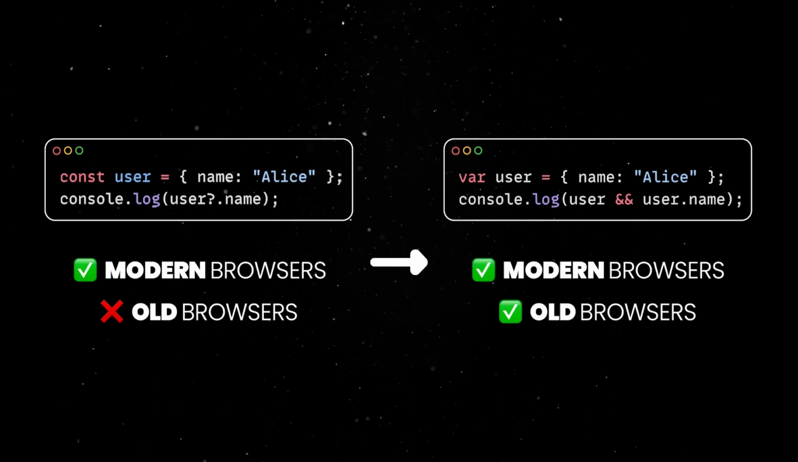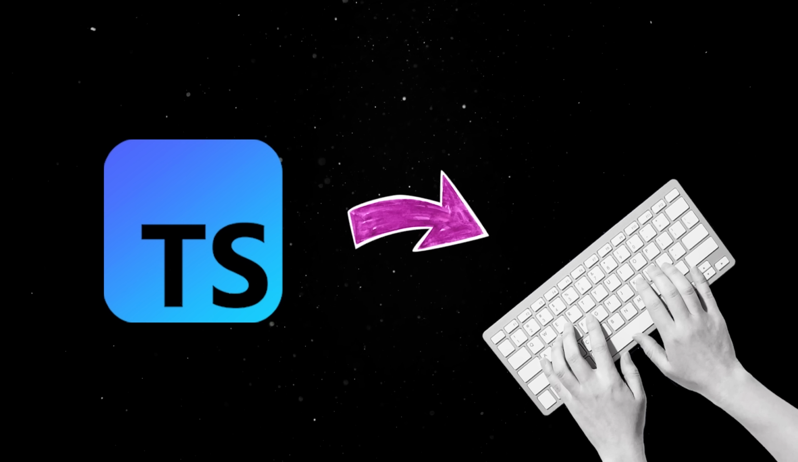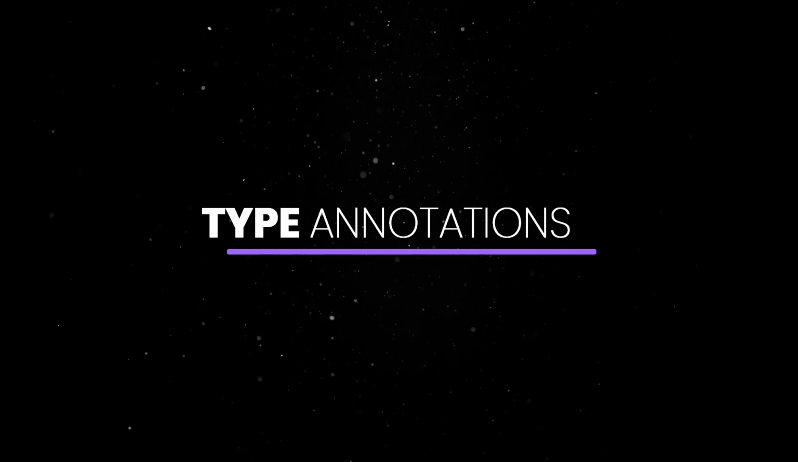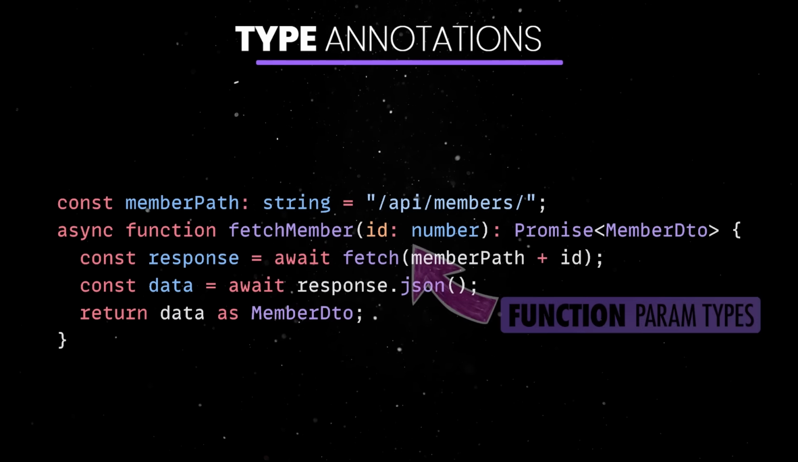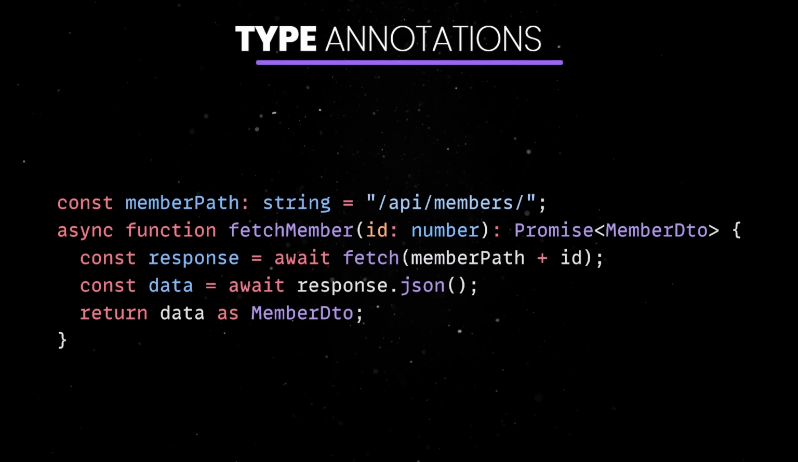Now that we are familiar with the basics of how TypeScript integrates into our development workflow, let's explore one of its most important features, type annotations. TypeScript allows you to explicitly define the type of a variable, function parameter, or return value. This ensures that variables hold only the expected kind of data, reducing the likelihood of type-related bugs.